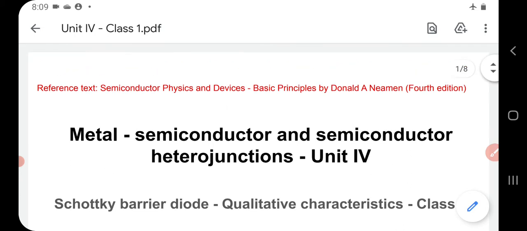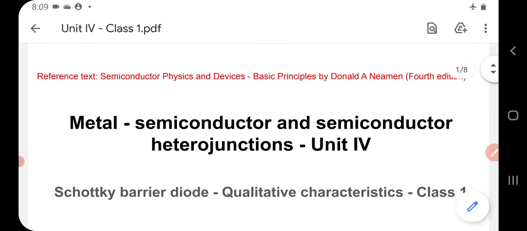The reference text for Unit 4, that is Metal Semiconductor and Semiconductor Heterojunction, is Semiconductor Physics and Devices: Basic Principles by Donald A. Neamen, 4th edition, that is available on the net, so you can download it for your reference.